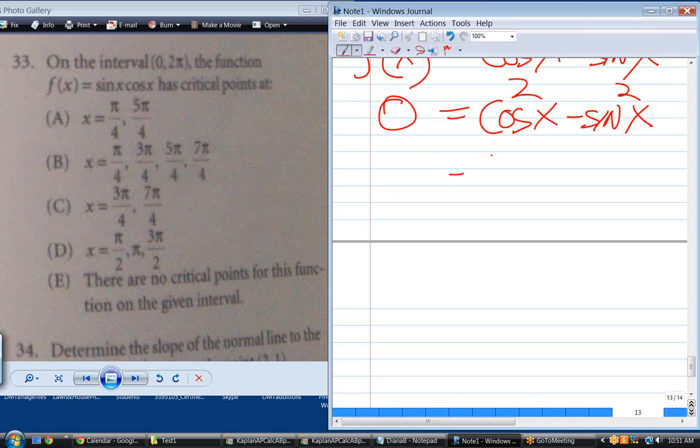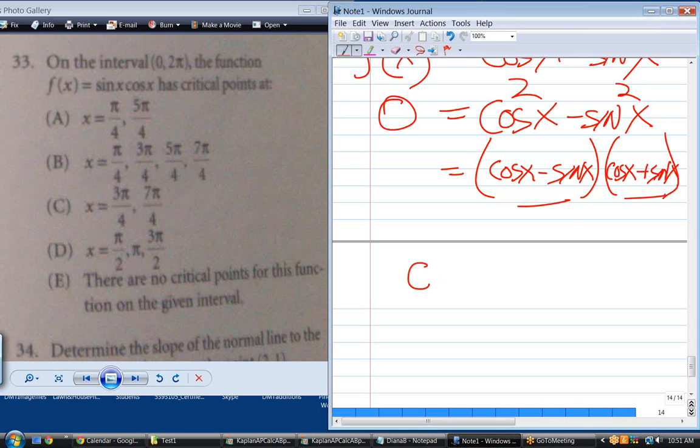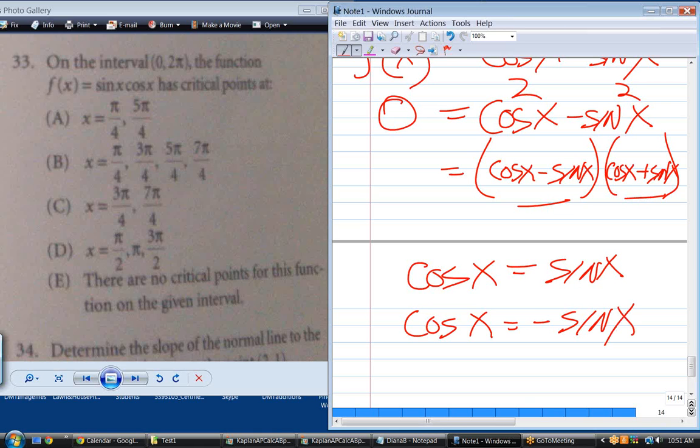The book's approach was a little bit different. It was treating this as the difference of perfect squares. So it's cosine x minus sine x times cosine x plus sine x, which gives you the same result. In other words, that has to equal 0 or that has to equal 0. So I end up with cosine of x either equals the sine of x or cosine of x equals the minus sine of x. Right.